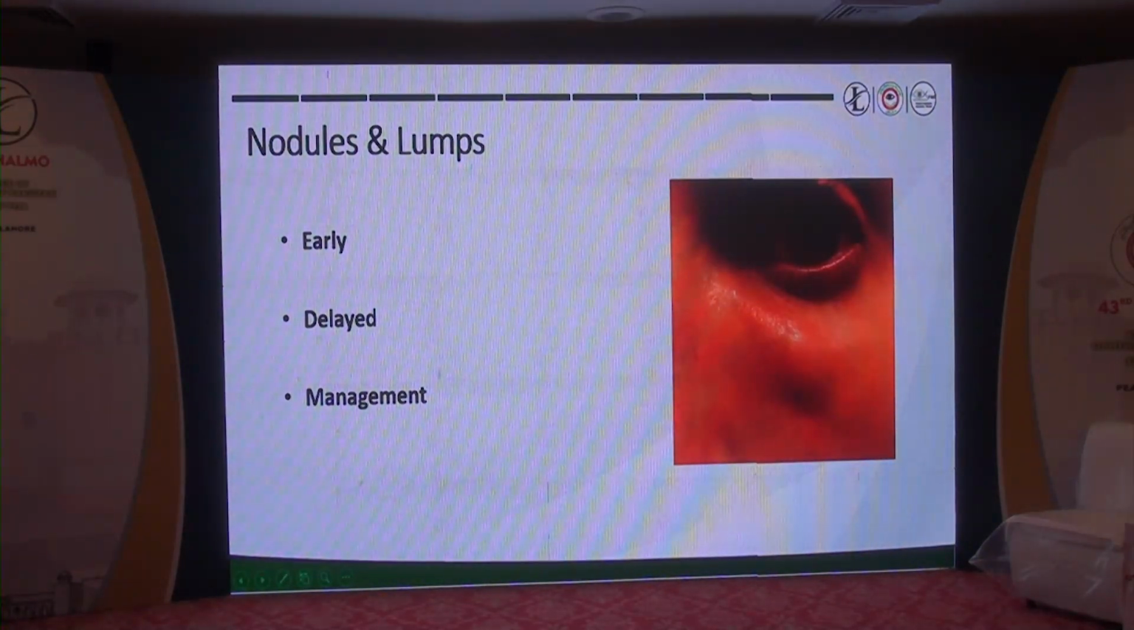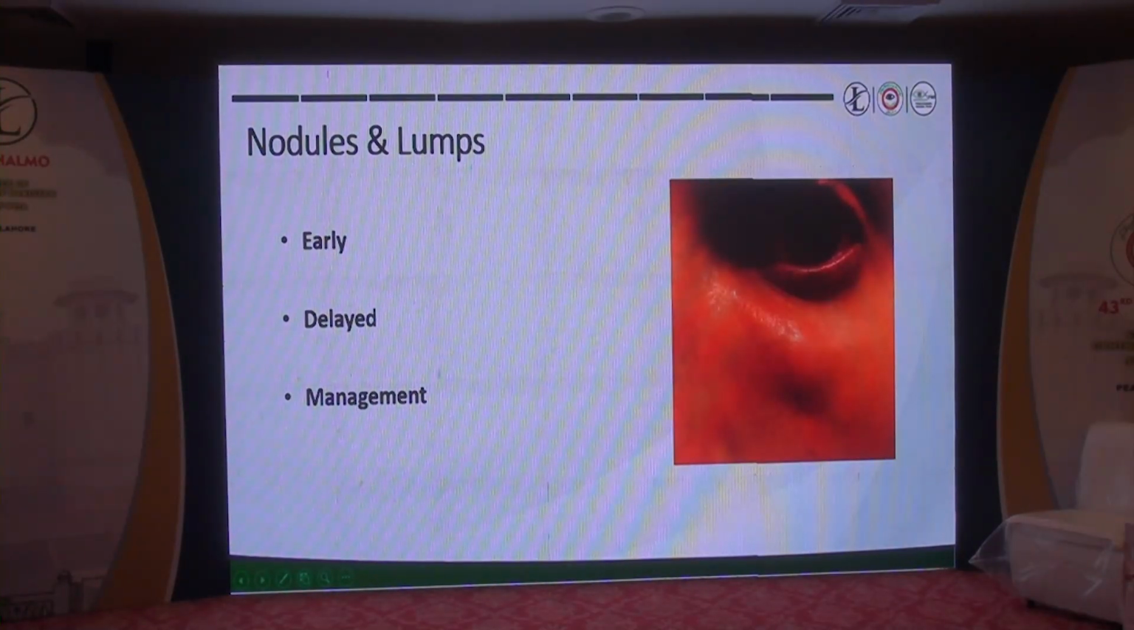Nodules and lumps are also very common. They can be early as well as late. Early nodules can be prevented. They happen when we inject large boluses of filler or when the injector places a lot of pressure on the skin.